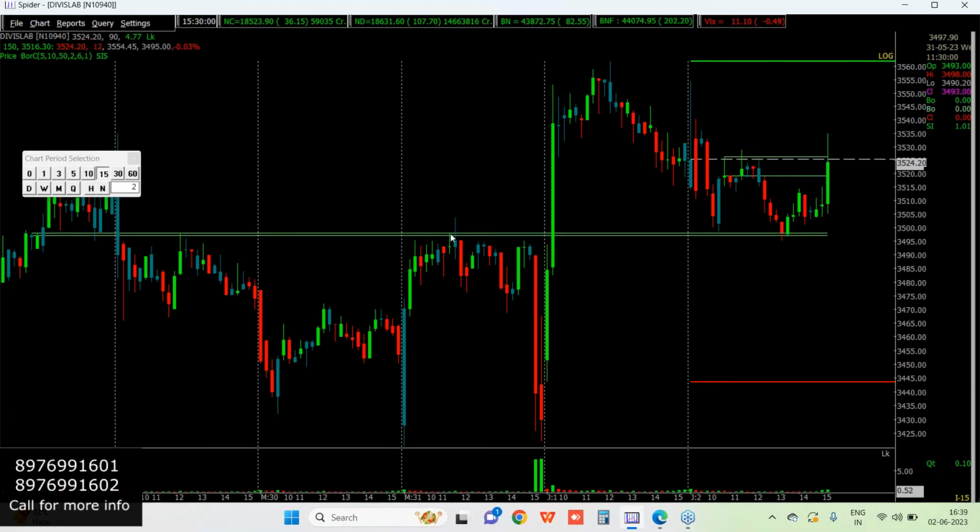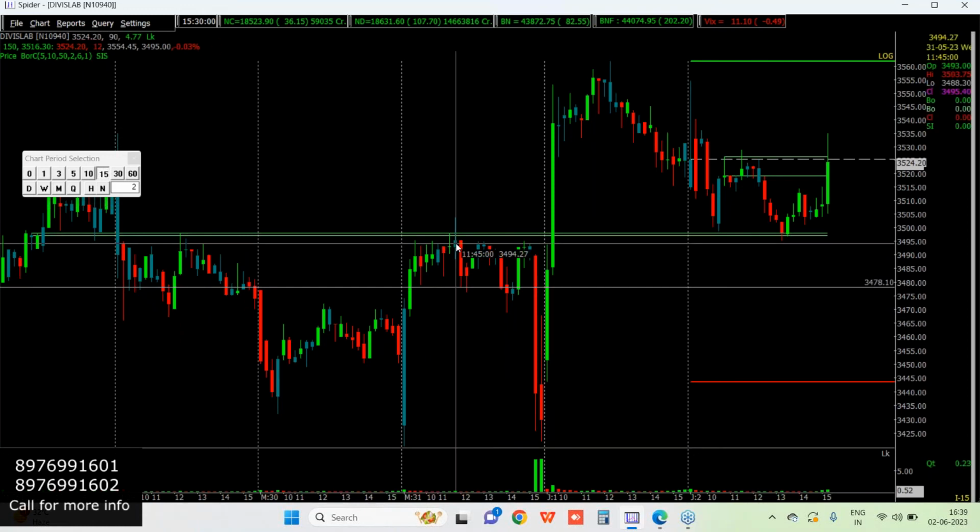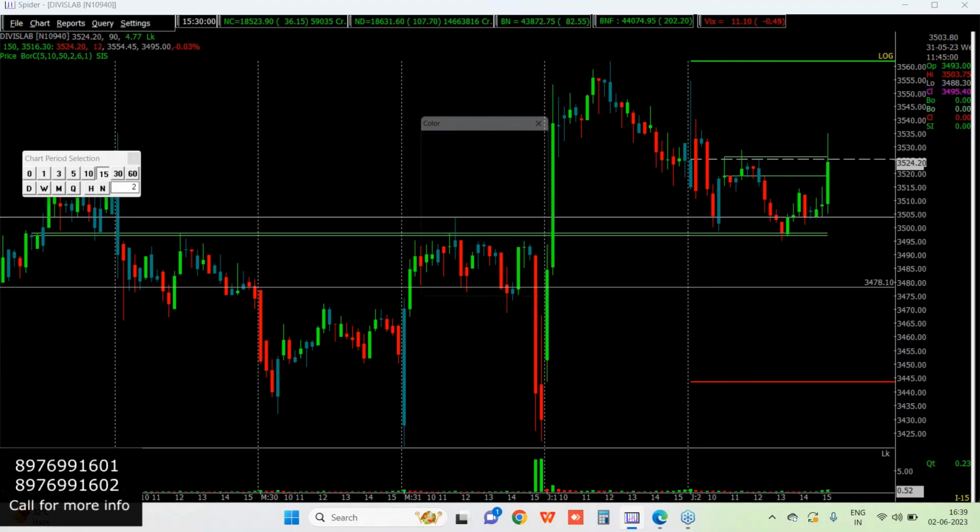Okay, you can see on this day, this was a green candle. Then again you got a red candle. Sorry, the blue candle, and then you got a red candle. So if I will be there, I'll short below this level, which is 3478, and I'll take this candle high as a SL for the intraday, which is 3503.